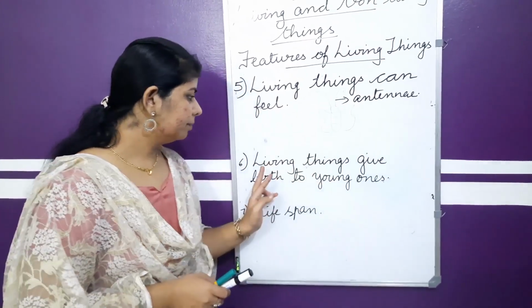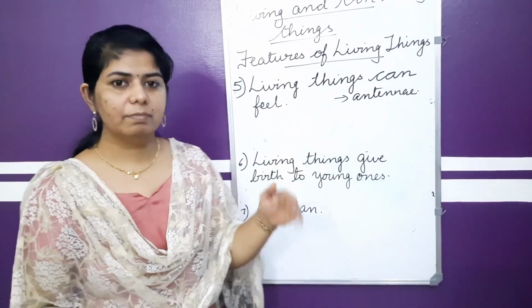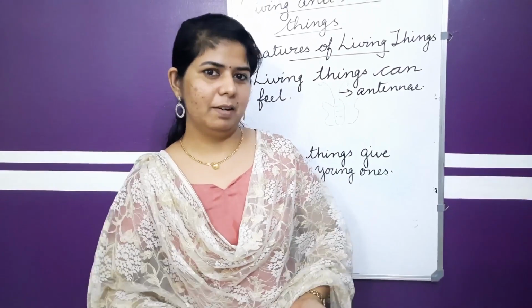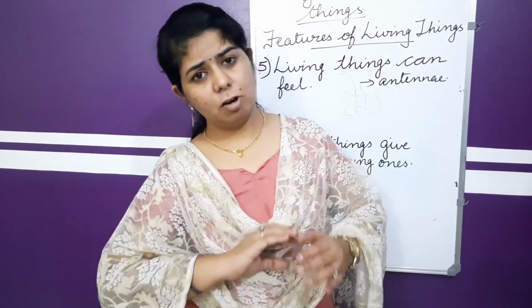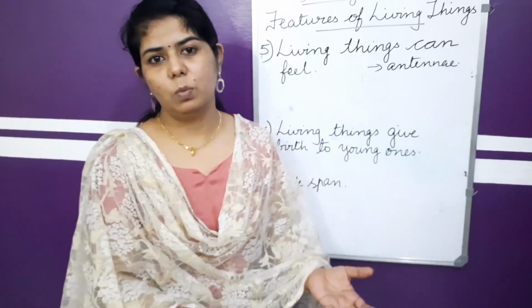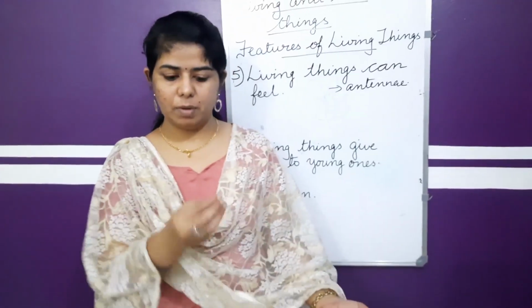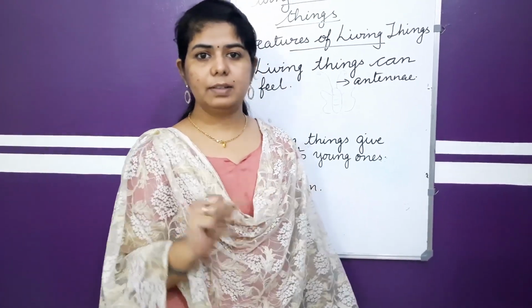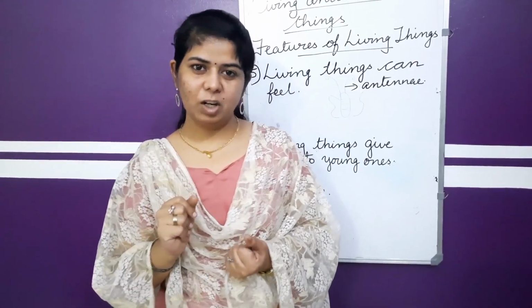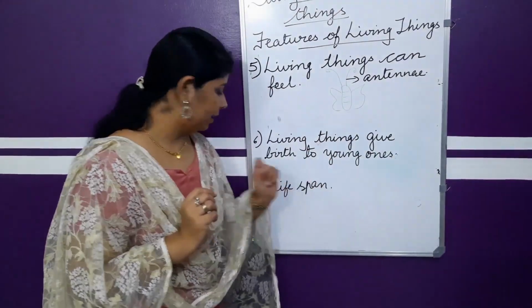The next one is that living things give birth to young ones. From where did you come out? From your mama. Like that, all living things, animals, give birth to young ones. Plants also give birth to young ones: out of a seed, a plant grows up. So all living things give birth to their small ones. Correct? That is the sixth one.